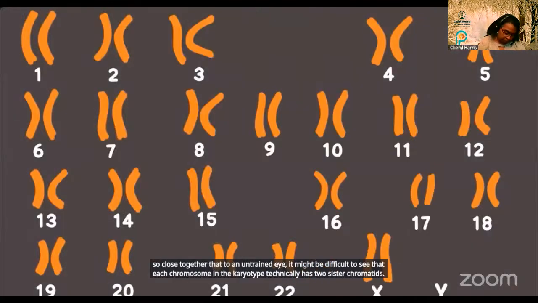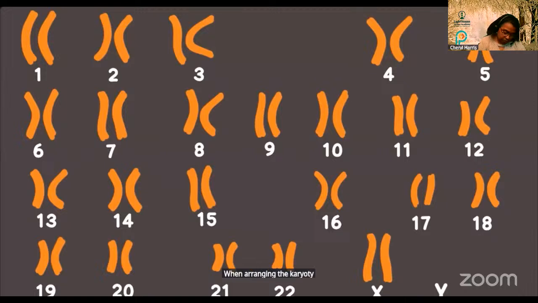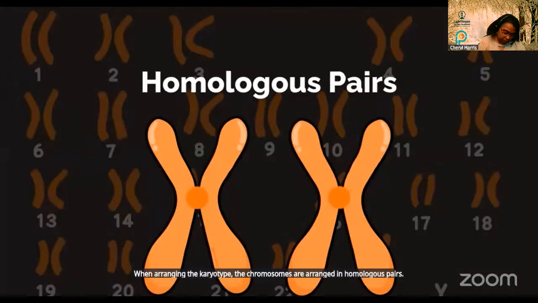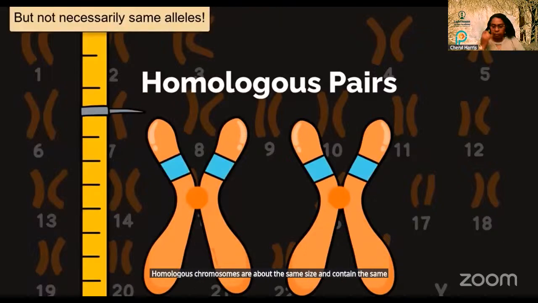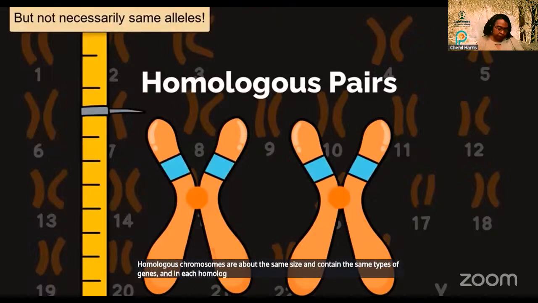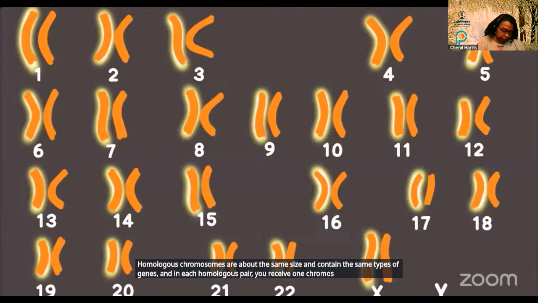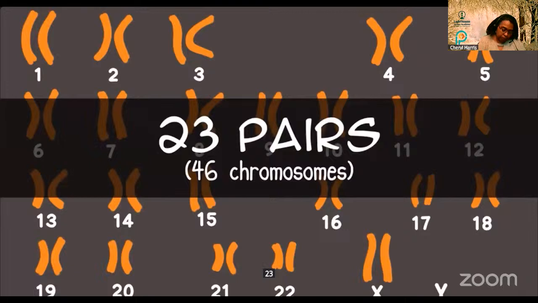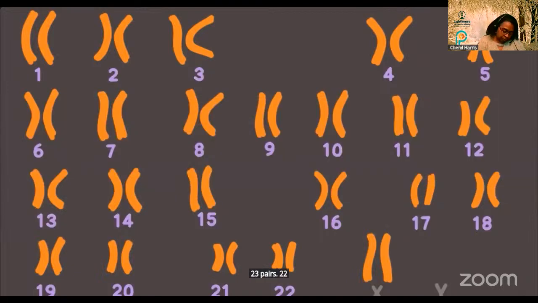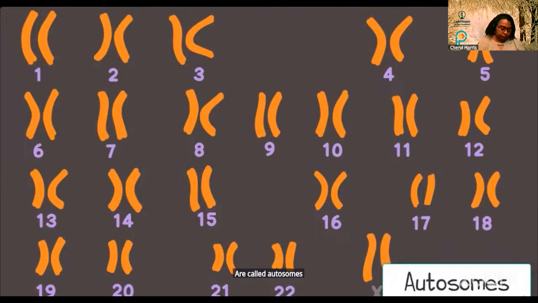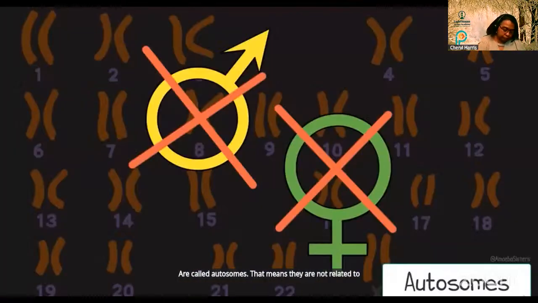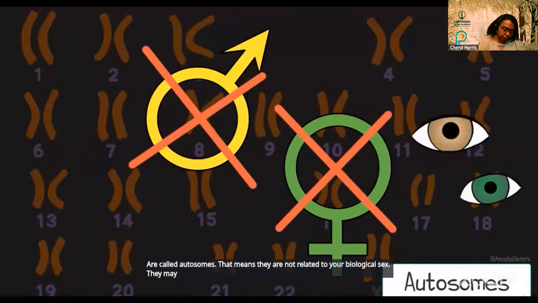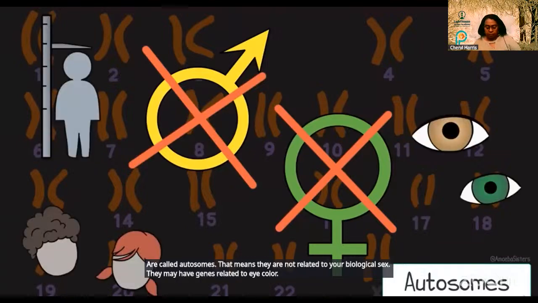When arranging the karyotype, the chromosomes are arranged in homologous pairs. Homologous chromosomes are about the same size and contain the same types of genes, and in each homologous pair, you receive one chromosome from one parent and one chromosome from the other parent. 23 pairs. 22 of the pairs, 44 of the chromosomes, are called autosomes. That means they are not related to your biological sex. They may have genes related to eye color or height, or hair texture.